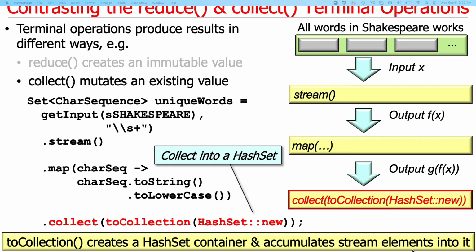What will collecting into a set do? Collecting into a set will end up with only the unique words of Shakespeare, because there will only be one copy of each word. What this illustrates is how, as collect is working, it's creating a hash set, and it takes each element in the stream and accumulates it into that hash set. By the time we're all done, we'll have a hash set which gets returned from collect and stored as a set, which will contain all the unique words in the complete works of Shakespeare.